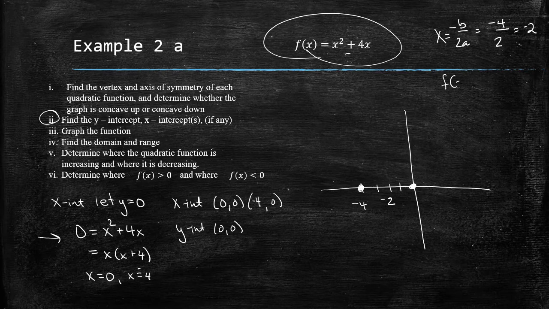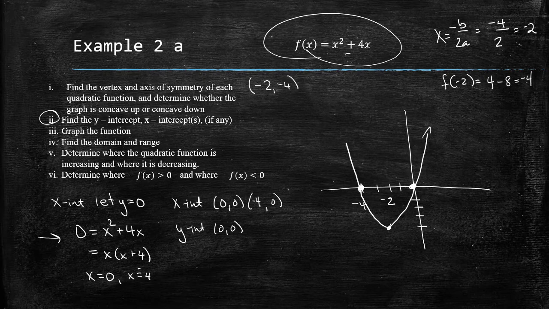We want the y-coordinate of the vertex as well. So plug in a negative 2. Negative 2 squared is 4. 4 times negative 2 is negative 8, so we're really subtracting 8. So we come up with negative 4. So the vertex is negative 2, negative 4. Okay, and then we can sketch it from here.